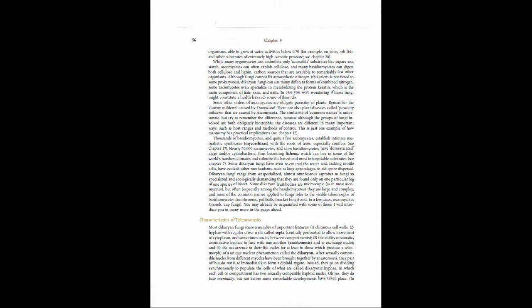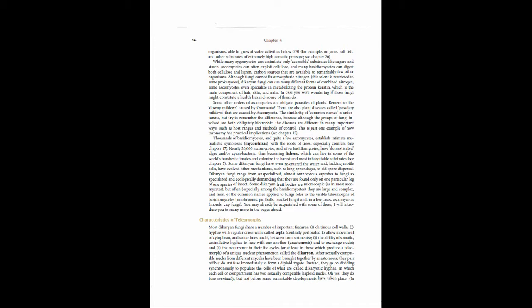Characteristics of teleomorphs. Most Dikaryan fungi share a number of important features: 1. Chitinous cell walls, 2. Hyphae with regular cross walls called septa, centrally perforated to allow movement of cytoplasm, and sometimes nuclei, between compartments, 3. The ability of somatic, assimilative hyphae to fuse with one another, anastomosis, and to exchange nuclei, and 4. The occurrence in their life cycles, or at least in those which produce a teleomorph, of a unique nuclear phenomenon called the dikaryon.